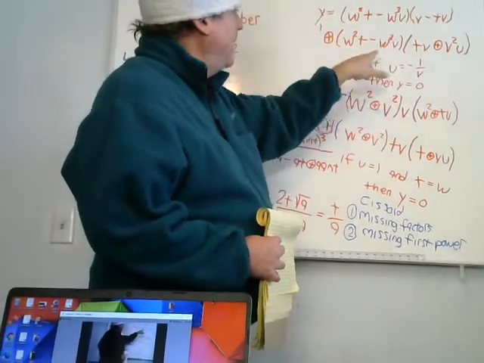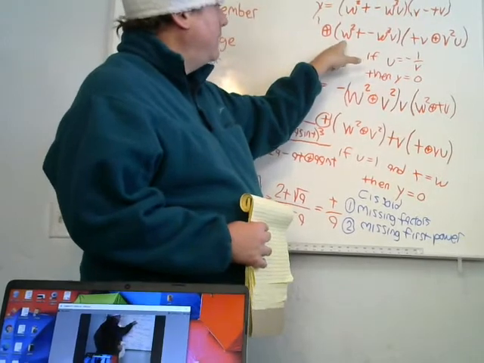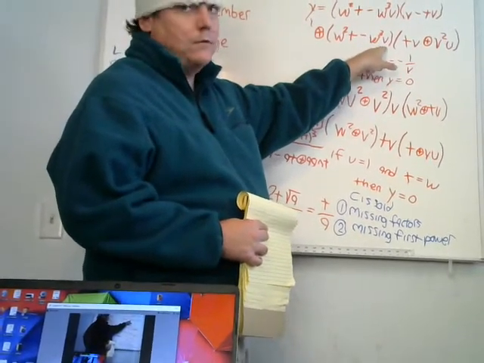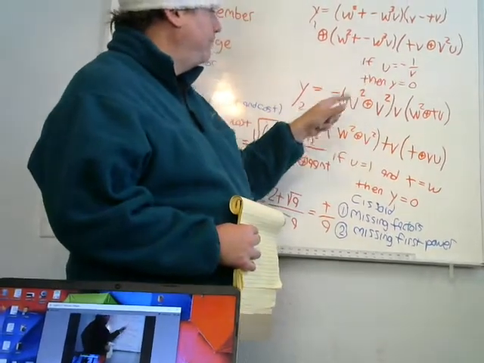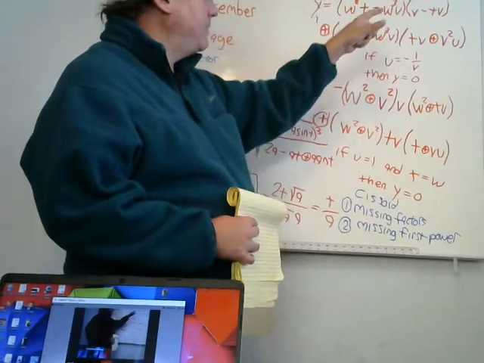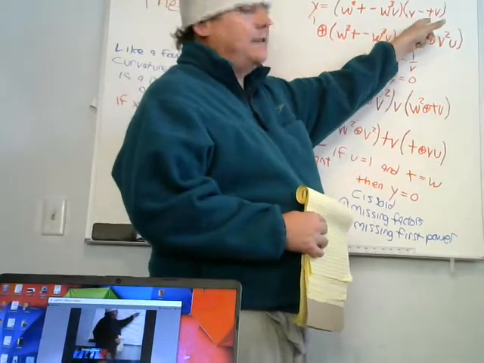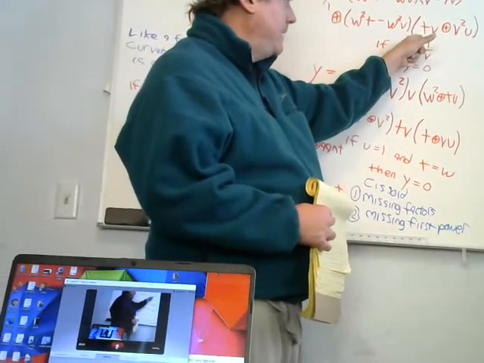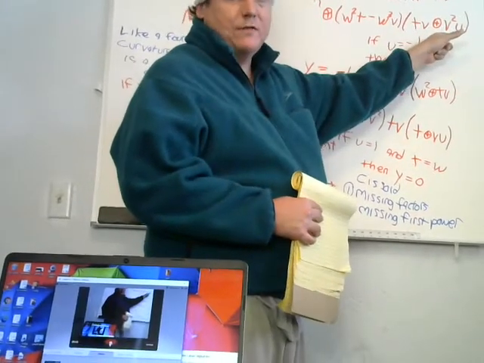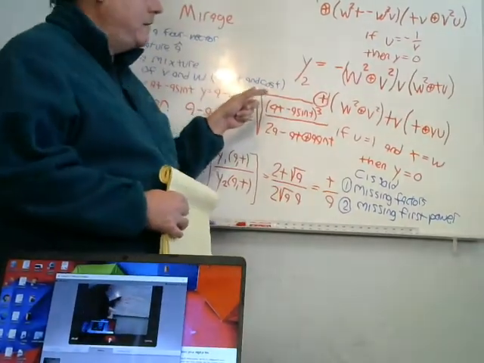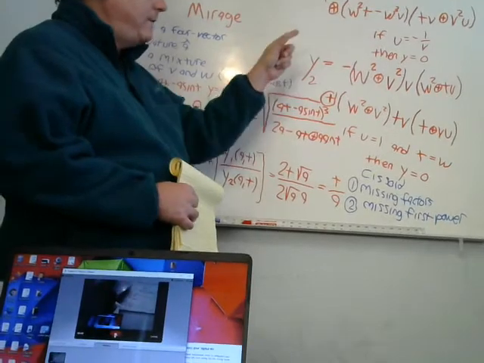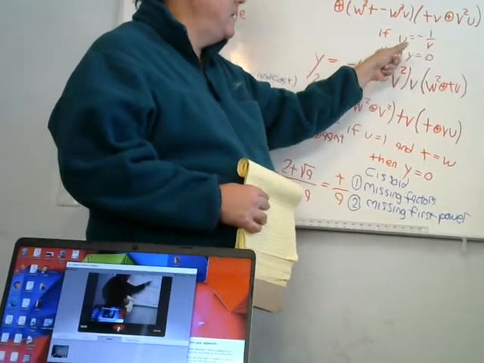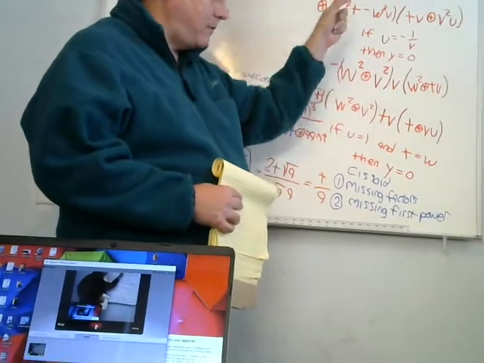y1 has this common factor w squared t minus w cubed v, and it's multiplied by v minus tv one time, and then it's multiplied by tv plus v squared. Now if you set u equal to minus 1 over v, then y equals 0.